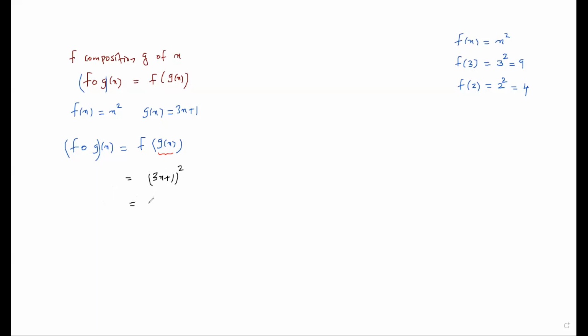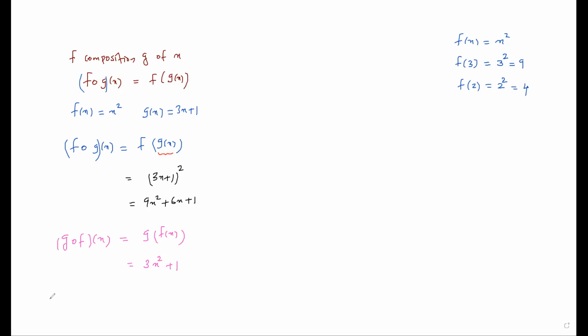You can see, a plus b the whole square is a square plus 2ab plus b square. Clear? Then it may come to your mind: is g composition f also defined? Yes, g composition f is also defined. That is g of f of x. That means in g of x, substitute f of x in place of x. Your g of x was 3x plus 1, so in place of x, put f of x. f of x is x square, so it is 3x square plus 1.